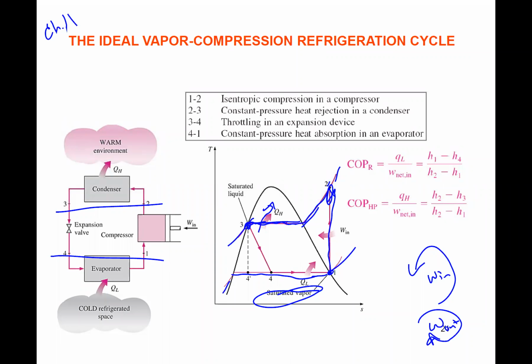Then we come out of this at state 3 as a saturated liquid, so we have a quality of 0. Then we go through our isenthalpic process, so delta H is 0, and that's an open system. So it's constant enthalpy, and then our evaporator, where we evaporate the refrigerant because we're adding heat from a refrigerated space.